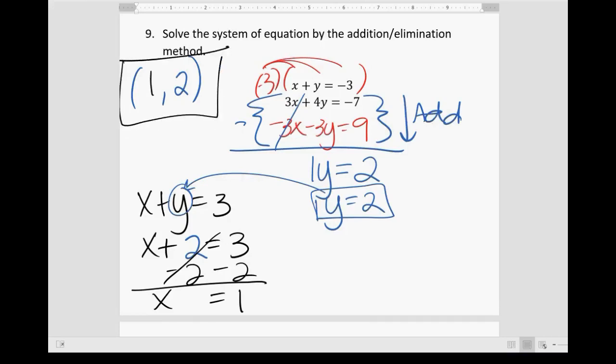What that's telling us is that if we were to graph both of these equations, we get two lines that intersect at the point (1, 2). Okay?